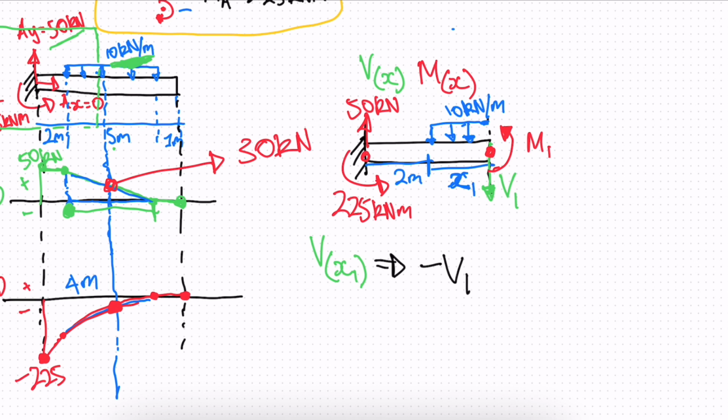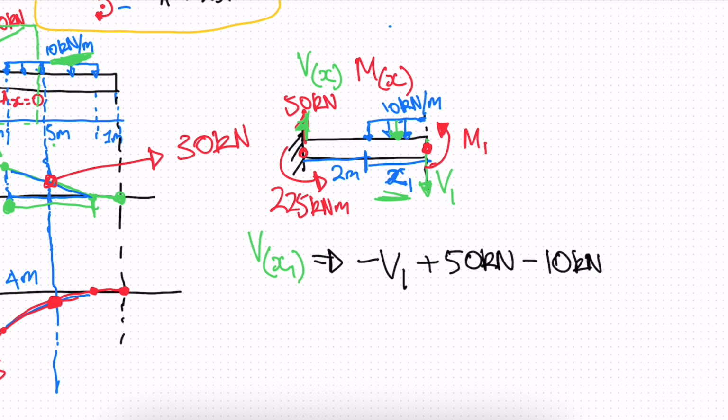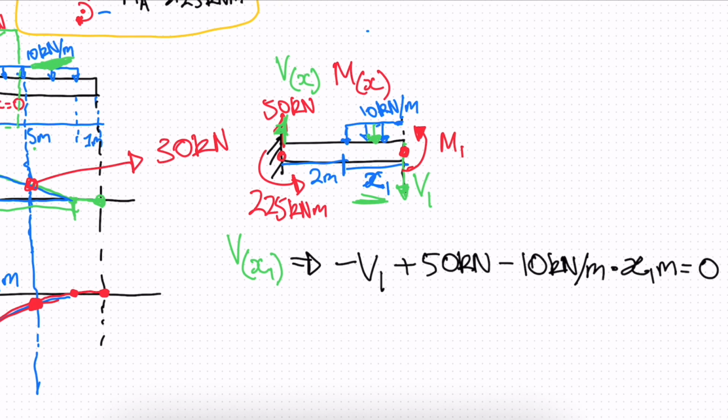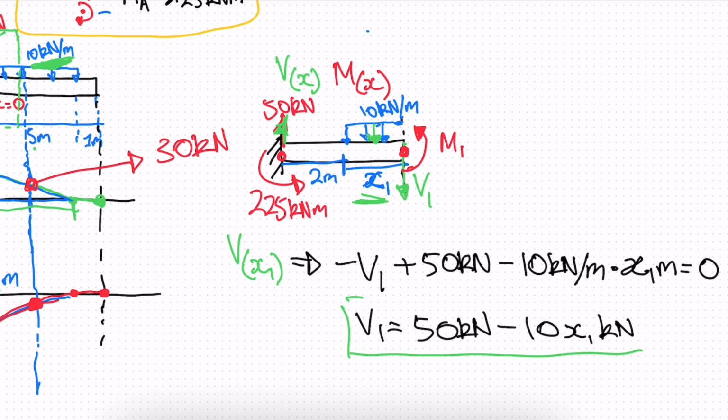Okay, so we have a negative V1, and then what other forces are acting on this beam? We have a positive 50 kilonewtons, so plus 50 kilonewtons. We have a minus 10 kilonewtons per meter acting at a distance of x1, right? Minus 10 kilonewton per meter multiplied by x1 meters. And this will be equal to 0. So we'll have V1 is equal to 50 kilonewtons minus 10x1 kilonewtons. Okay, so now we found our shear function.